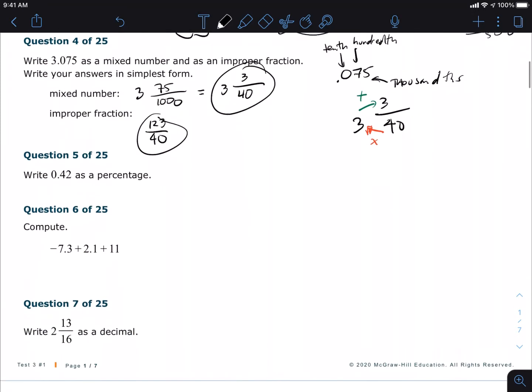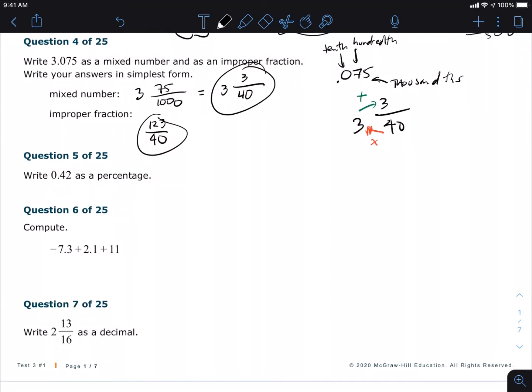Okay. Now for number 5, when we go from a decimal to a percent, remember when you went from a percent to a decimal, you move to the left. When going from a decimal to a percent, we're going to move to the right 2. So if I have 0.42, I move the decimal 1, 2 spots. That will be equal to 42%.